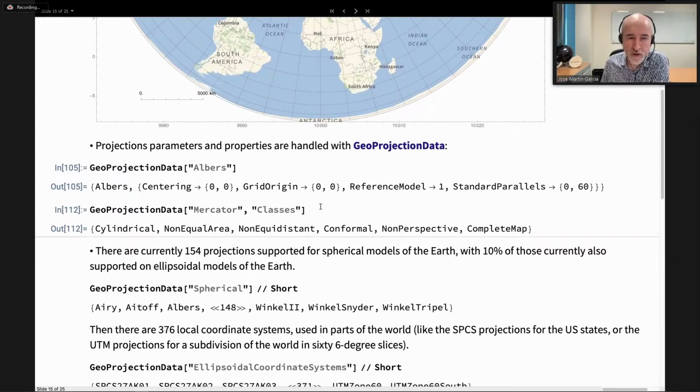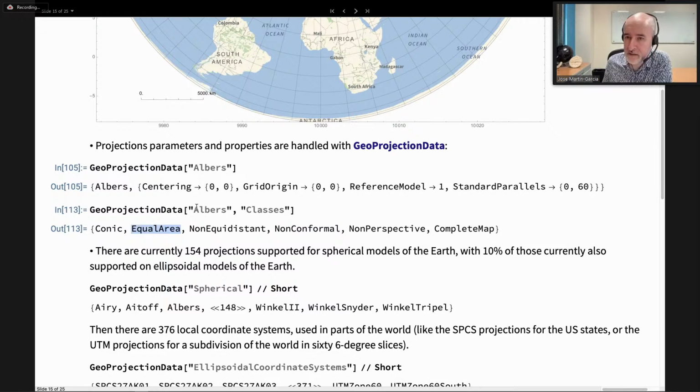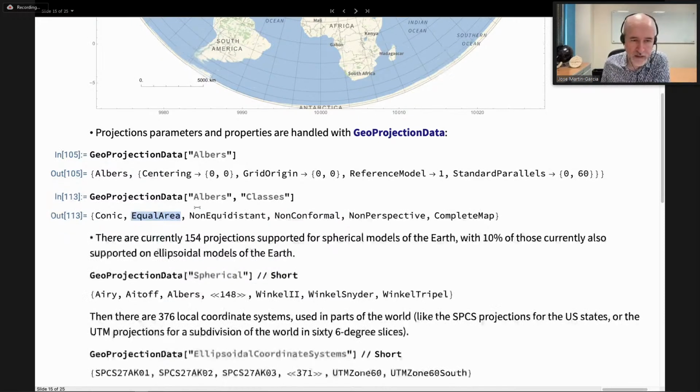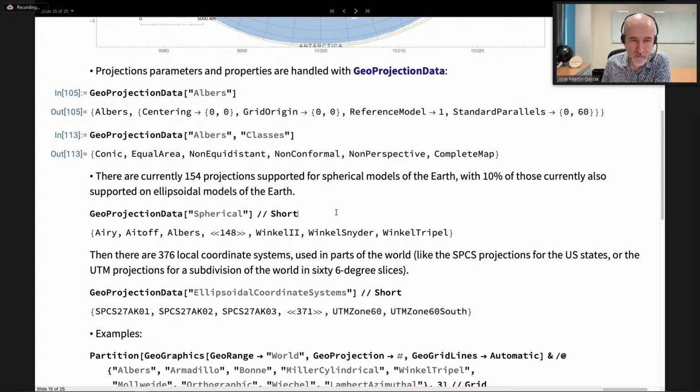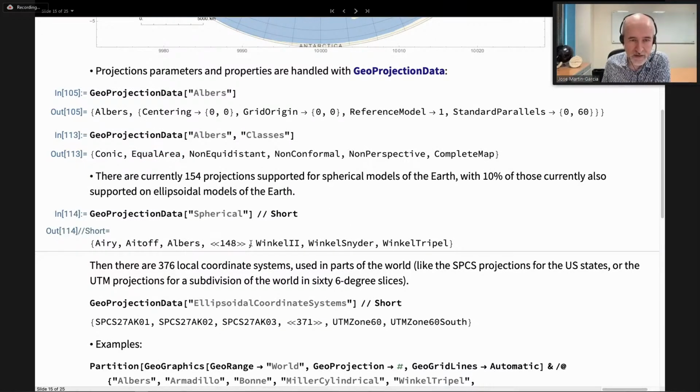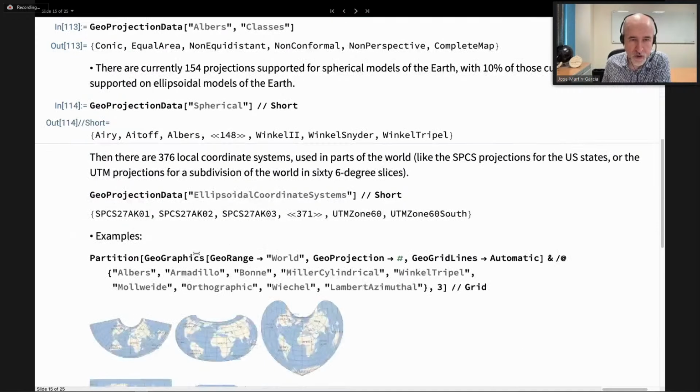We can also get properties. For example, those are the properties of the Mercator projection. It's a cylindrical projection. It's a conformal projection, so it preserves angles. Albers is not conformal, but it's equal area. So Albers preserves areas, etc. So this is very informative about the multiple projections we have. So as I said, we have more than 150 projections on the sphere.